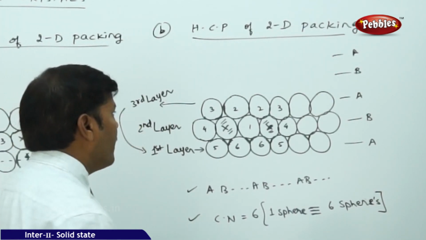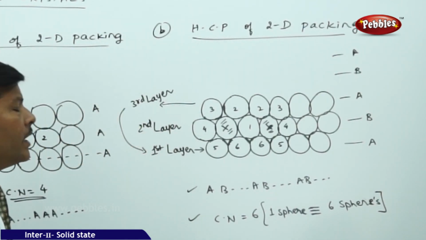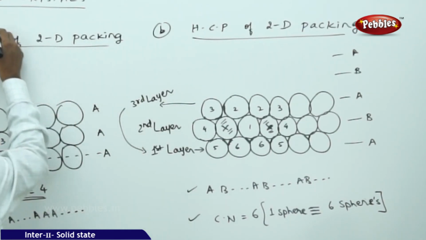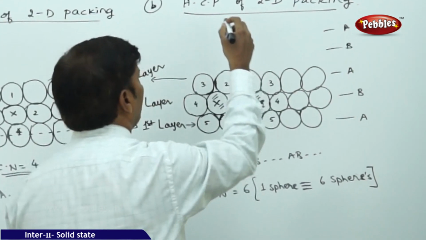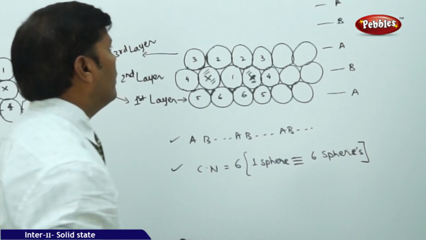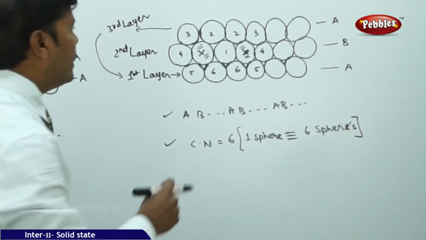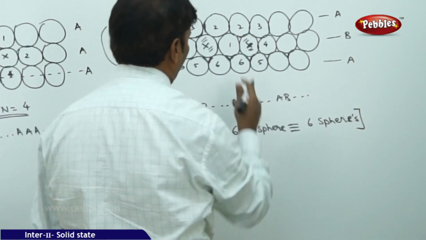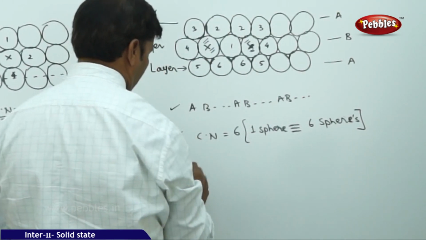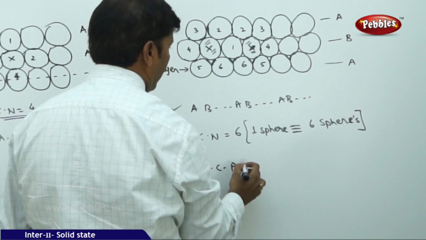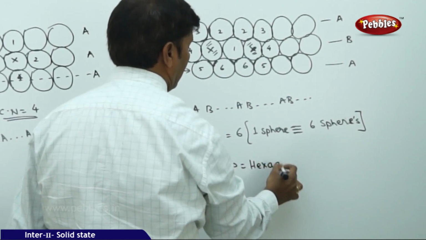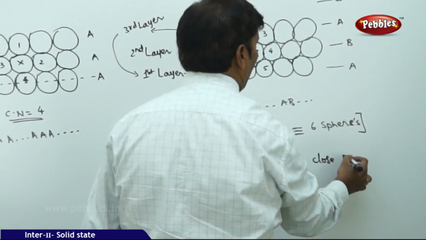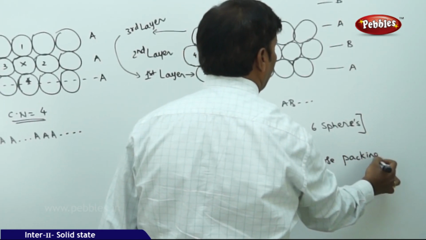So as of now we have completed one dimension and two dimension. In two dimension we have studied the square close packing of the crystal lattice, and in two dimension again the hexagonal close packing. We are calling it hexagonal packing because you find that this is actually a hexagonal plane. Why are we calling it hexagonal close packing?